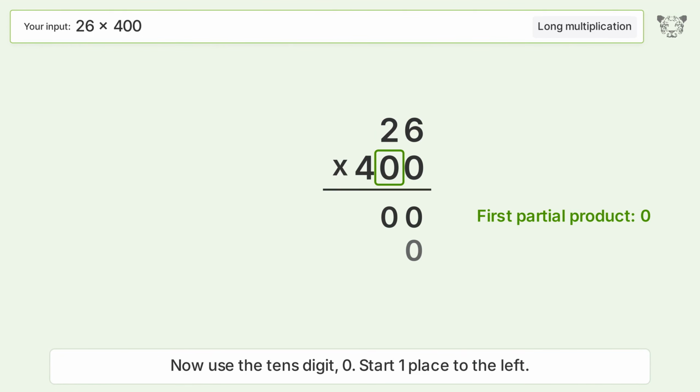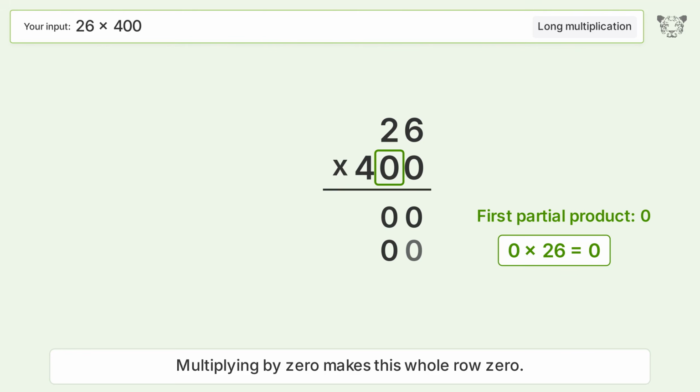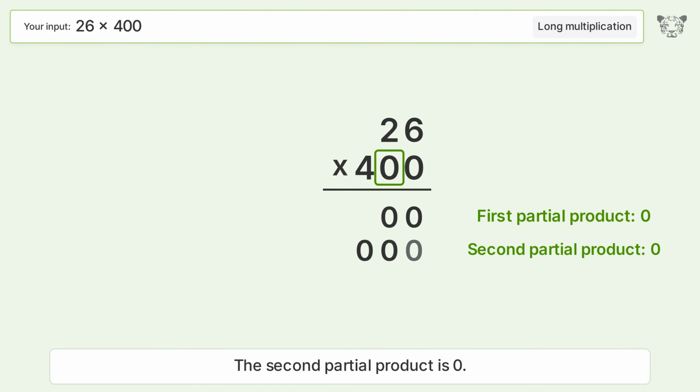Now use the tens digit, 0. Start one place to the left. Multiplying by 0 makes this whole row 0. The second partial product is 0.